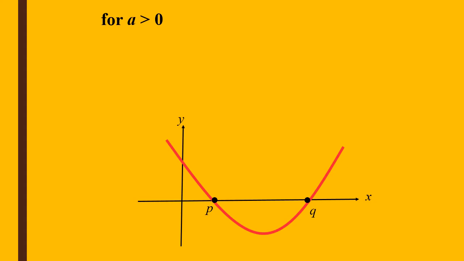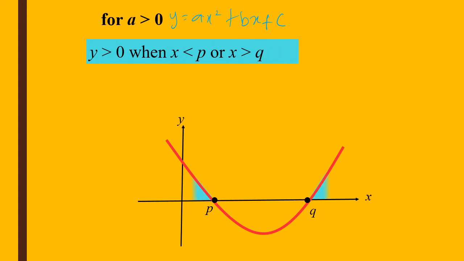So, if the question we have is ax squared plus bx plus c, and the question wants you to find more than 0, this is our y, right? So y more than 0, so the area we want to find is actually above the x-axis. This is the area where y is more than 0. So what is the answer? We should take x less than p, x more than q.